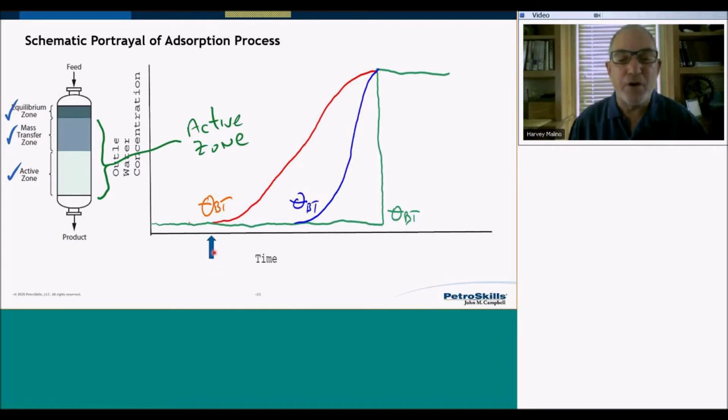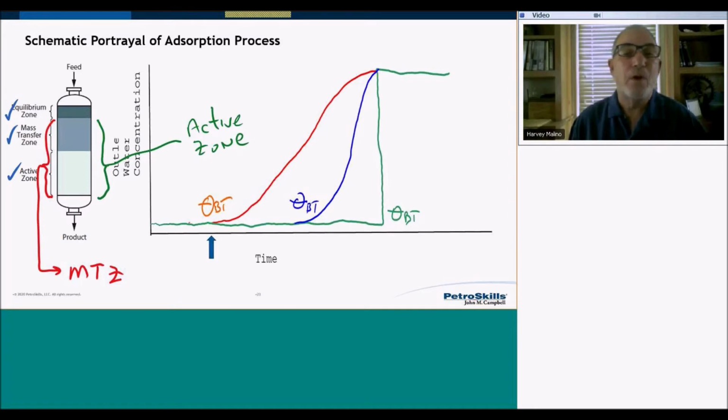Looking at the red curve, where you have an abnormally long mass transfer zone, what happens is for the same cycle time, this entire section here is mass transfer zone. You have no active zone. That means with a very long mass transfer zone, you're only going to be able to run to this cycle time before you see water breakthrough. With no mass transfer zone, you can increase the cycle time, at least in this picture, by 2 to 3 times. Typically, you're looking at the blue curve, that shape of a mass transfer zone.